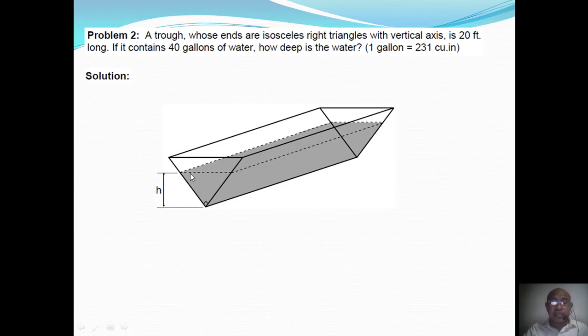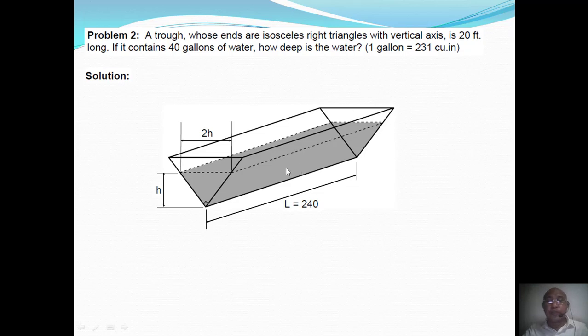If this is h, the top water edge here is twice h. Why? Because if this is h, this is also h here. So this is h at the middle, and this is also h. So this is twice h. And the length is 20 feet. I will convert it to inches. So 20 times 12 is 240 inches.